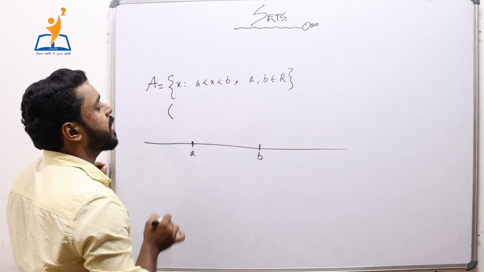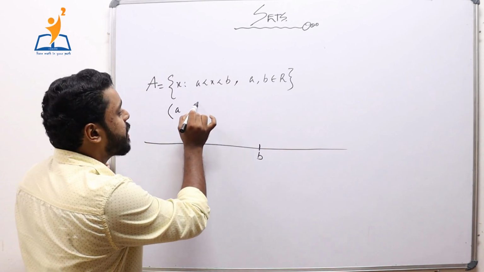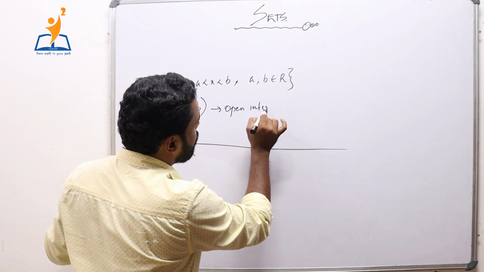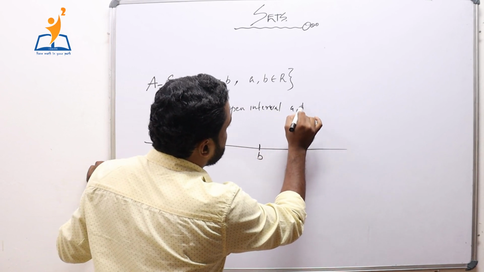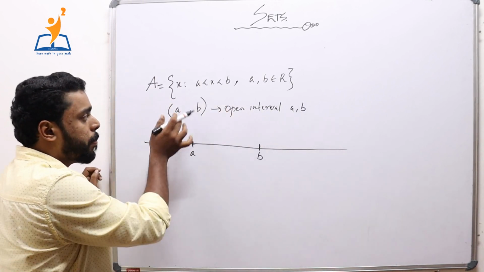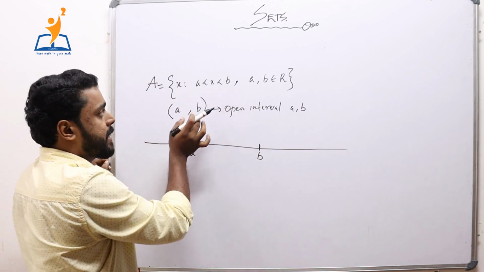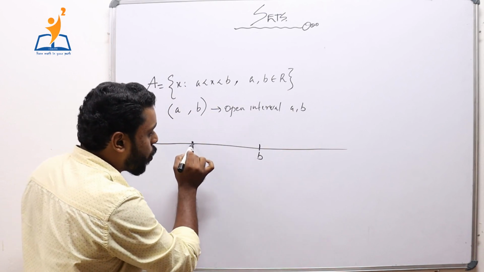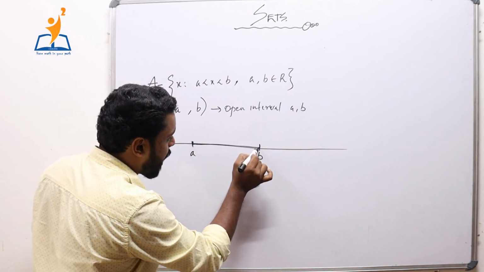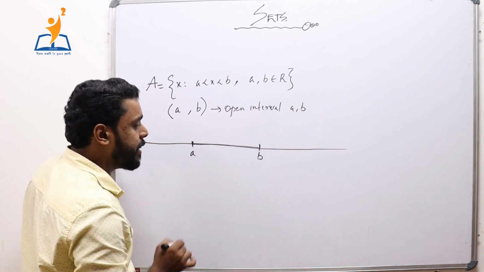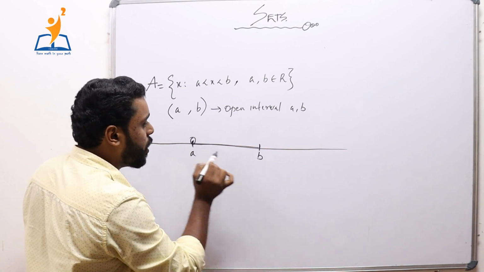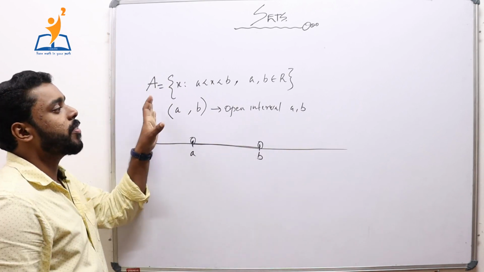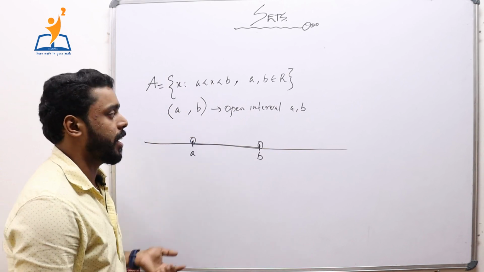Therefore, we can notate the same thing as the open interval (a, b), read as open interval ab. So open interval ab means the set of all x such that a less than x less than b, and that can be notated on the number line as the line segment starting at a and ending at b, and it does not include a and b. In order to notate that, we give a bubble at the ends. So that is what we mean by saying open interval ab.